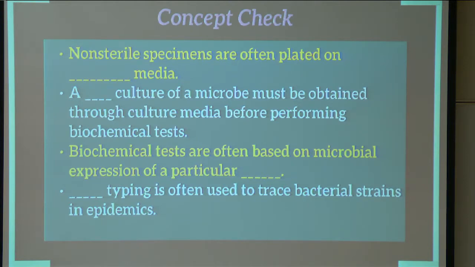You can't run a test like this, or your enterotube, or an oxidase test, or a catalase test, if you don't have just one bacteria. You can't run the Kirby-Bauer if there's 3 bacteria mixed together. You need to have a pure culture. Biochemical tests are often based on microbial expression of a particular enzyme. So we're looking for an enzyme most of the time, not always. This one looked at if it can ferment whatever carbohydrate. Other ones like oxidase or catalase look for an enzyme. Blank typing is often used to trace bacterial strains in an epidemic. Phage typing, when they use those bacterial phages.